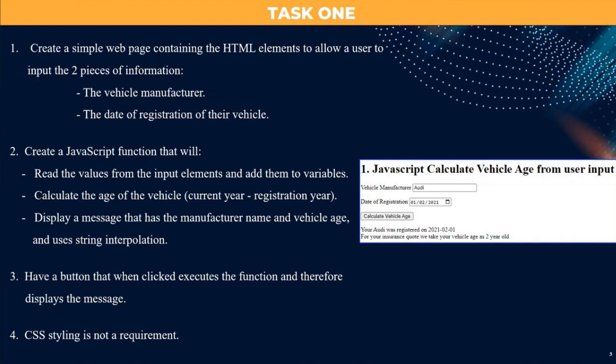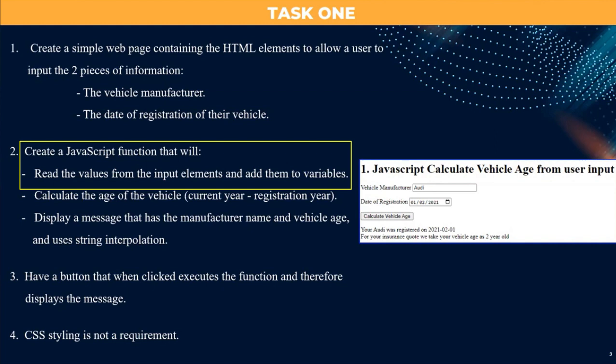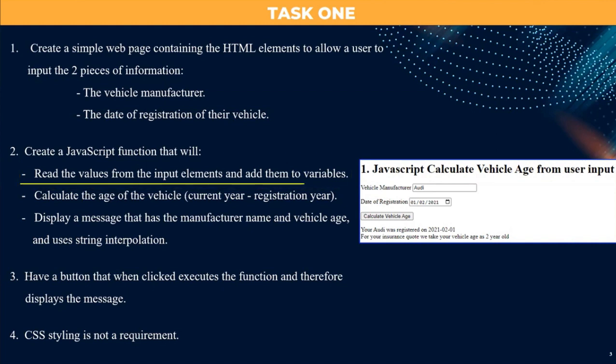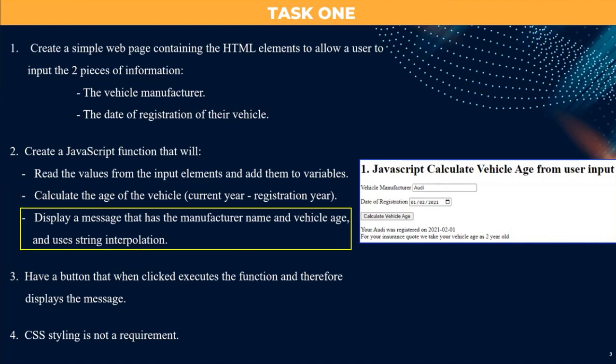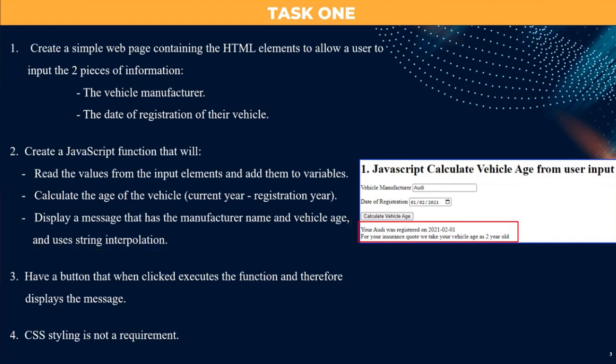Then we want to create a JavaScript function that will read the values from the input elements and add them to variables or to constants. We will then calculate the age of the vehicle. We will then display a message that has the manufacturer name and the vehicle age. And you can see that on the screenshots on the right-hand side at the bottom.